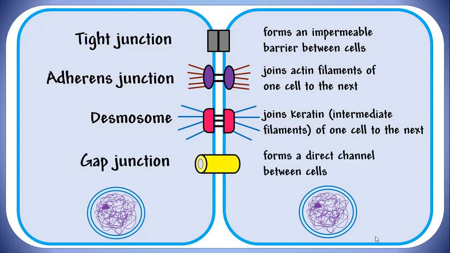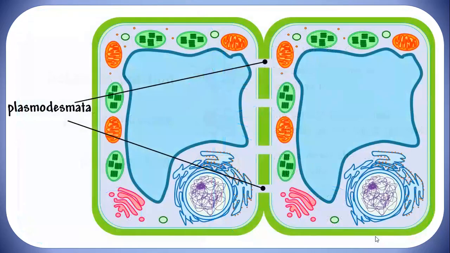Gap junctions form pores between the cells to allow for some materials to pass directly from one cell to the next. In plants, the cell walls connect directly to one another, but there are passages similar to gap junctions between the cells called plasmodesmata that allow for nutrients and water to pass between them.